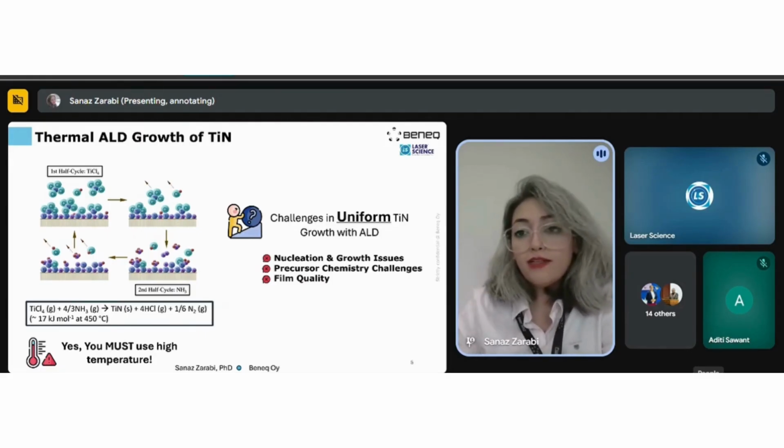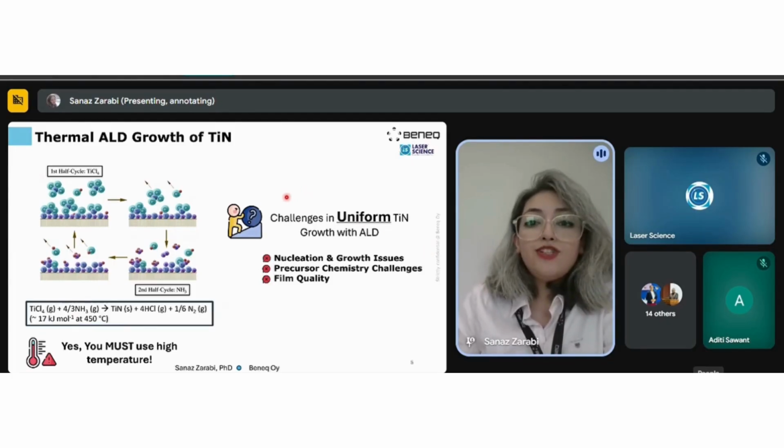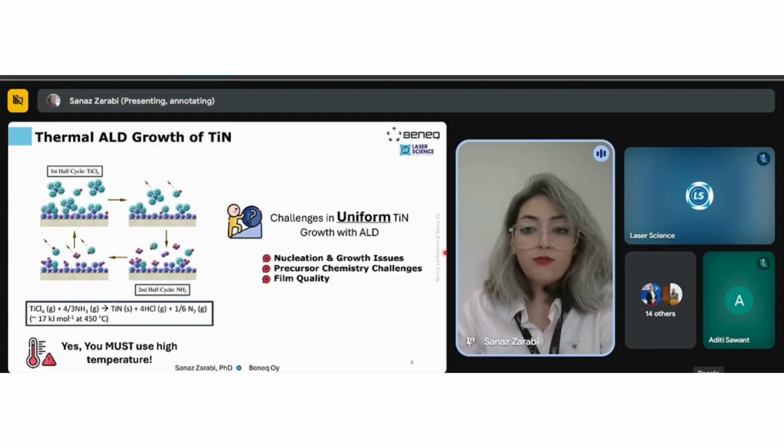Growing high-quality titanium nitride thin films using ALD is not as straightforward as it seems. Here you can see the main challenges in growing a uniform titanium nitride with ALD. These challenges can affect film uniformity, conductivity, and overall performance. Let's go through these challenges one by one.